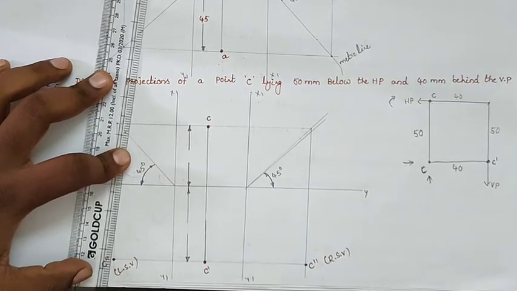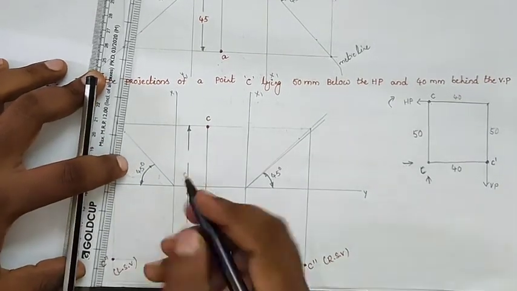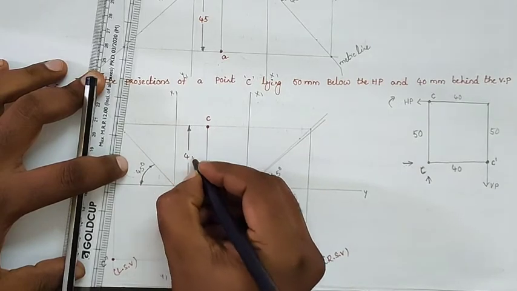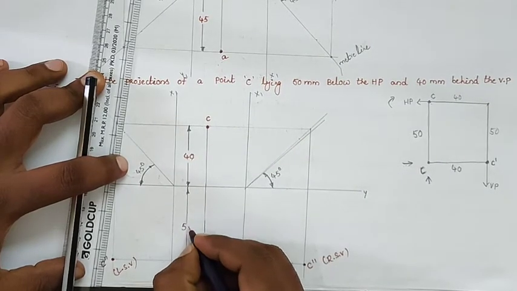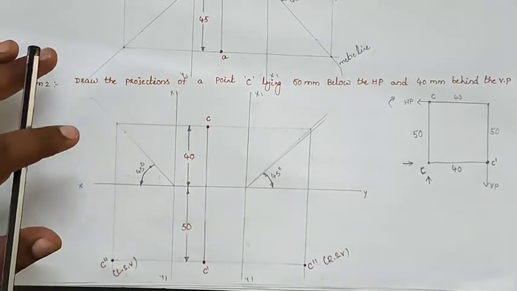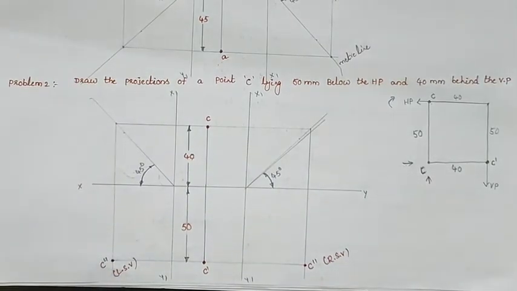I am following a unidirectional method and I am giving the dimensions in the unidirectional method. 40 mm behind and 50 mm below HP. Like that we will draw the projections.